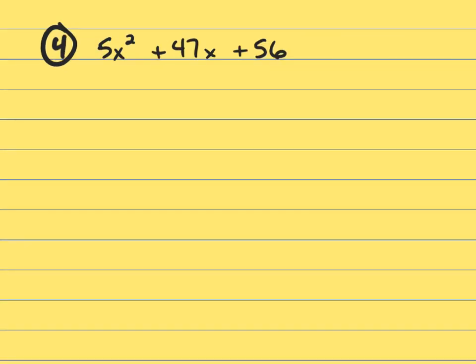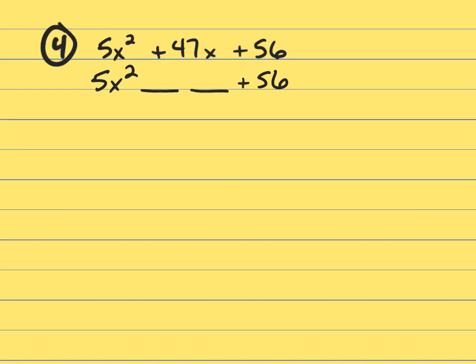All right, the first thing you always want to do, don't ever forget this, is check and see if we actually have to use the AC method. So my A value is a 5. Can I take a 5 out of all three terms? No. So that means we are stuck doing the AC method, okay? Step number 1 is to take out the middle term and put in 2 blank spots. So 5x squared, blank, blank, and a positive 56.